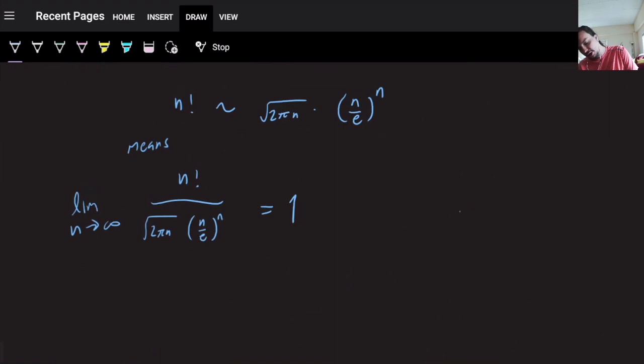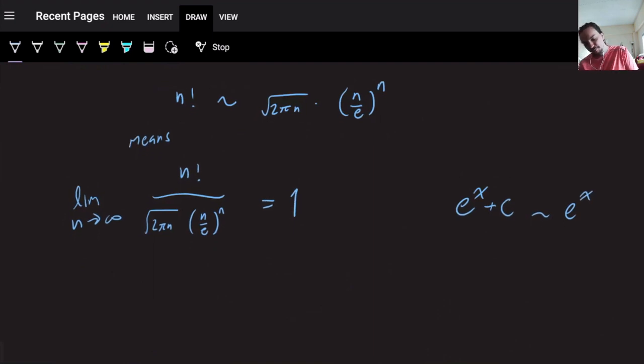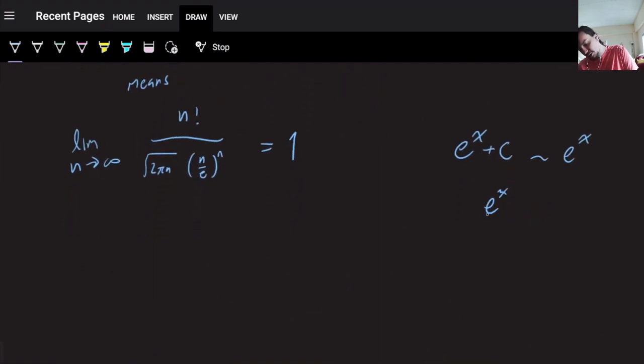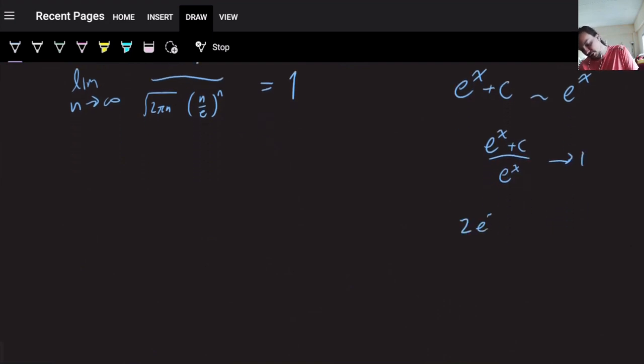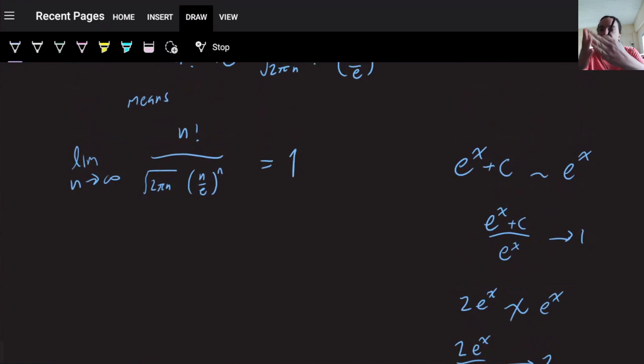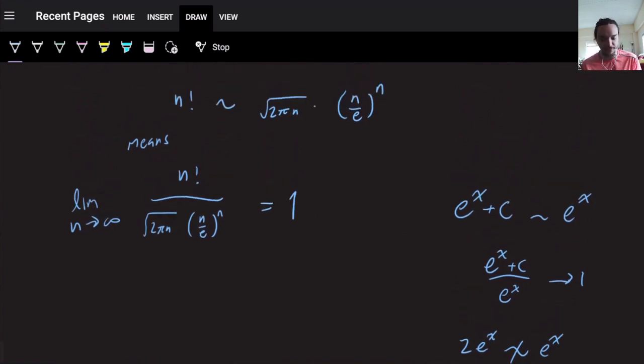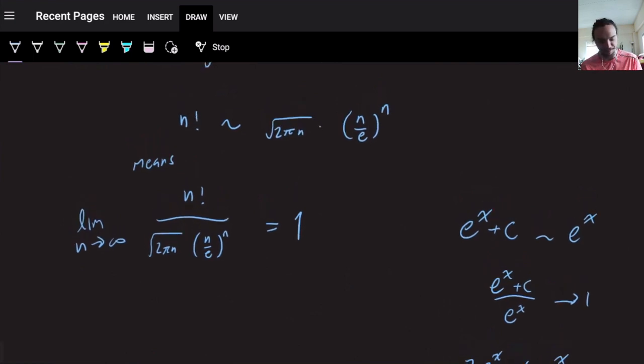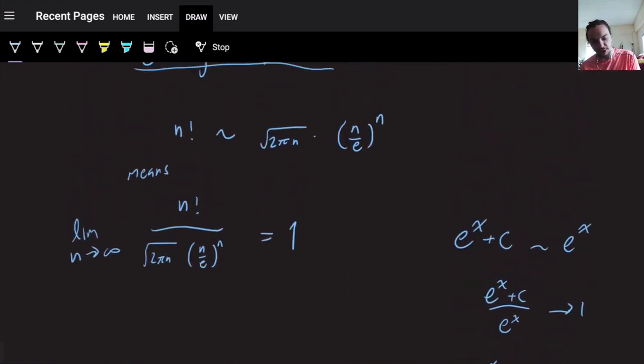What's an example of this? Like e to the x plus c is twiddle e to the x, right? Because e to the x plus c over e to the x, as x goes to infinity, is just equal to 1. But 2e to the x is not twiddle e to the x, because 2e to the x over e to the x goes to 2. So twiddle is basically saying you're asymptotically equivalent in the long run. So we understand now what twiddle means. So let's try to understand Stirling's approximation.